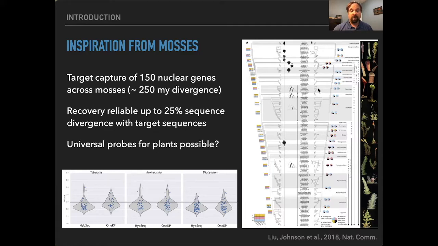One of the important discoveries we made in this paper is that even though the probes were designed from one part of the tree down here, we still got sequences from most of the mosses, representing 250 million years of evolution. When we directly compared our recovered sequences to available transcriptome data for some of the highly diverged species, we discovered that we can recover loci with target capture with up to 25% divergence. This gave us confidence that we could accomplish something similar with angiosperms.